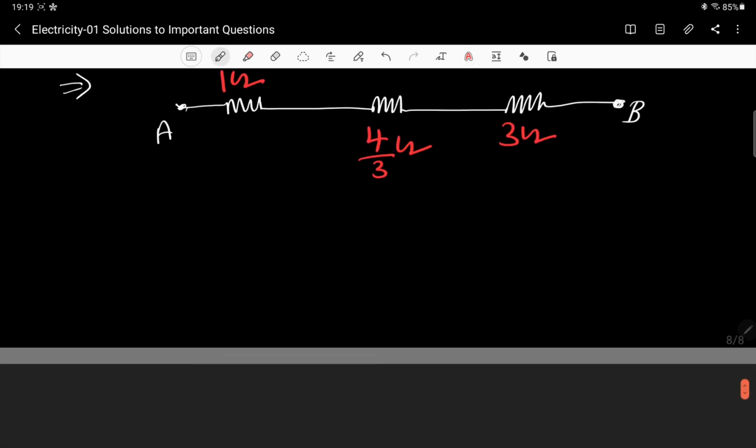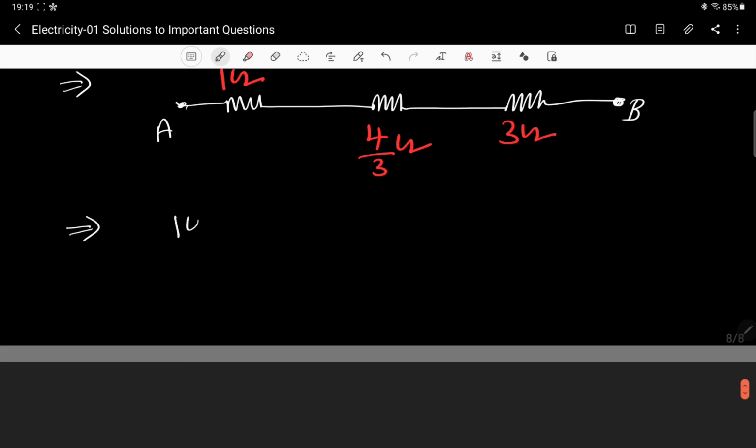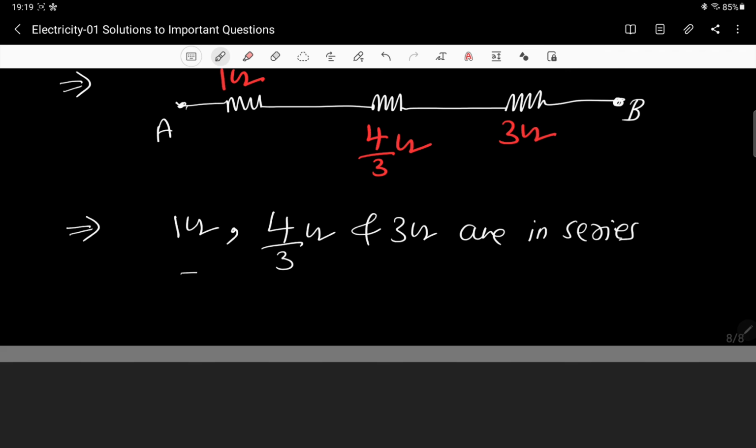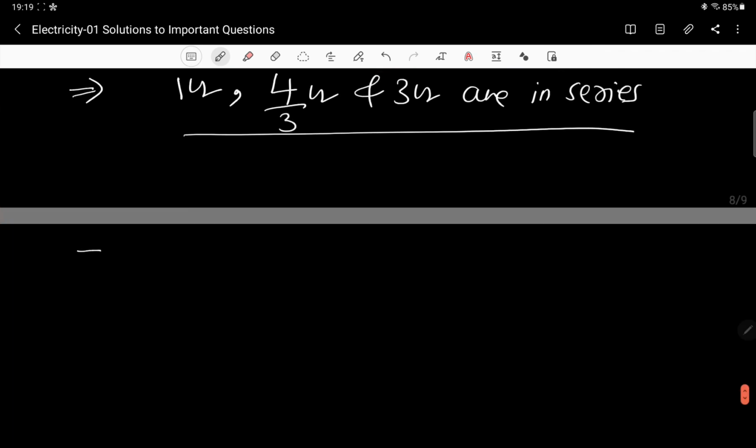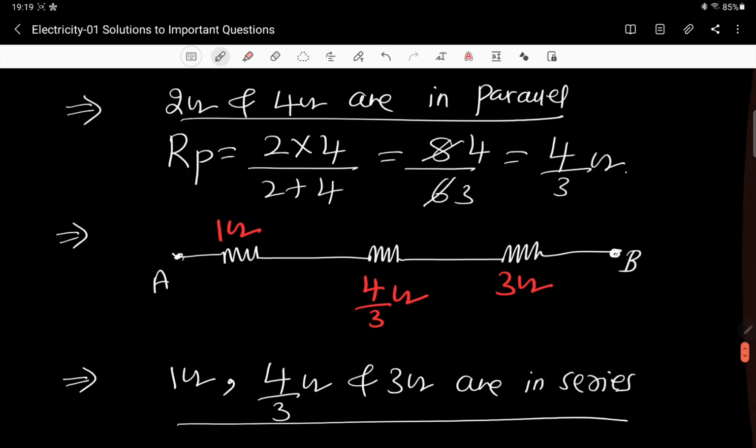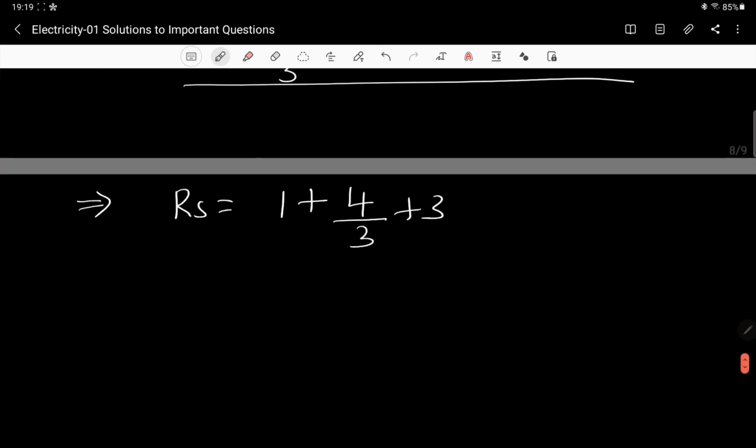So now all of them are in series, right? So what I will write here: 1 ohm, 4 by 3 ohm and 3 ohm are in series. So once they are in series, I am going to find out those values. Rs is equal to 1 plus 4 by 3 plus 3, right? So this Rs itself is known as RAB. I'll call it RAB, because ultimately I'm going to get the same value.